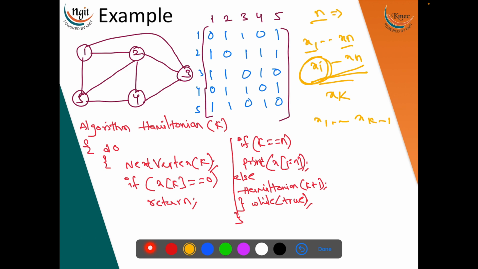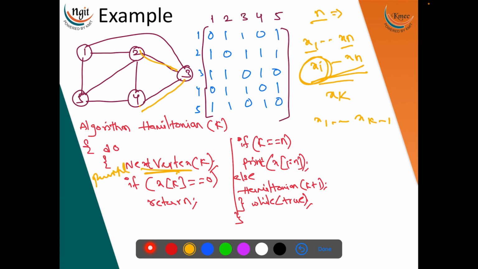Now the vertex xn can only be the remaining vertex, and it must be connected to both xn minus 1 and x1. We begin with the function next value of k, which determines a possible next vertex for the proposed cycle.